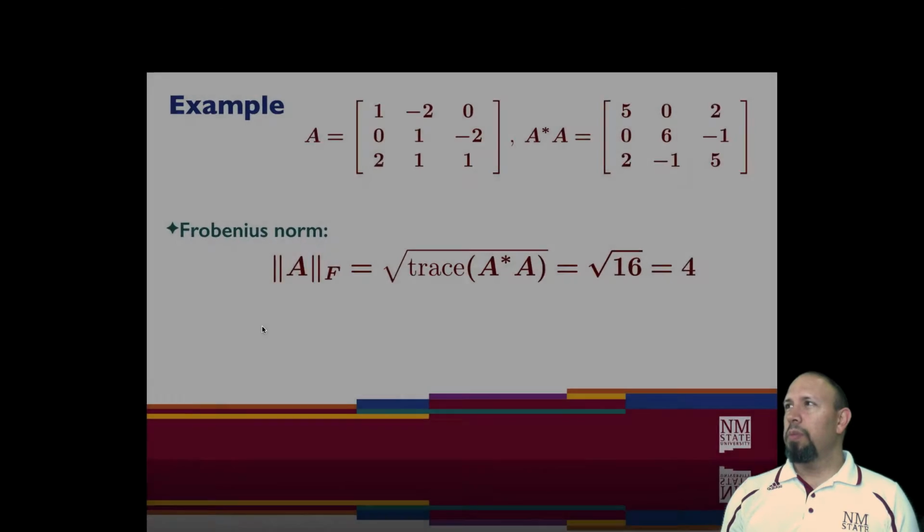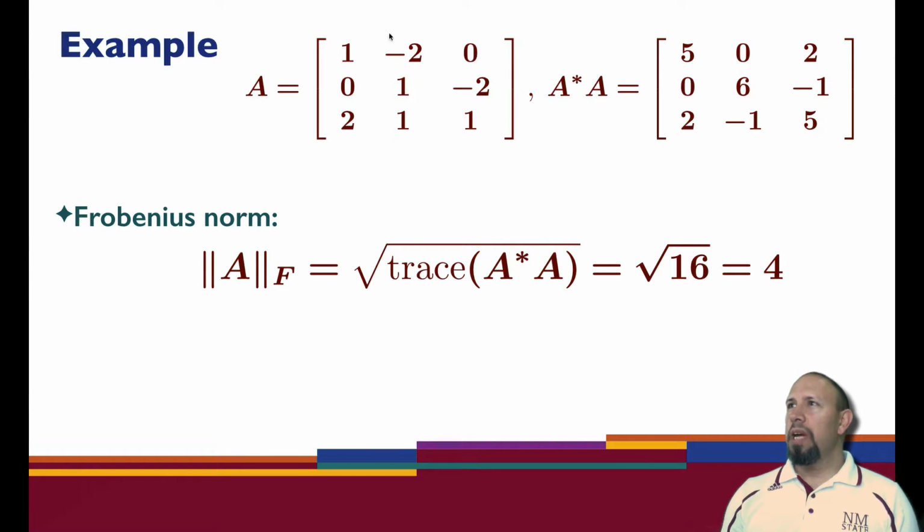All right, what about the Frobenius norm? Here's the matrix that we start off with. We take A adjoint times that, and we get this. The trace is 16, and so the Frobenius norm is the square root of that. That one's actually very straightforward. We don't have to come up with an extra vector. So this is also not an induced norm.